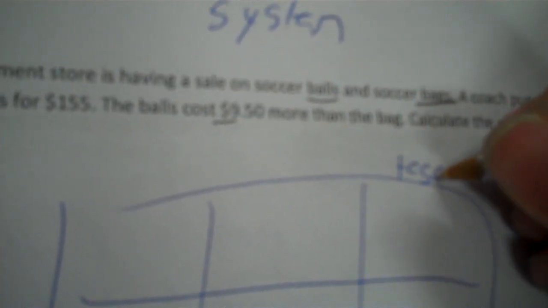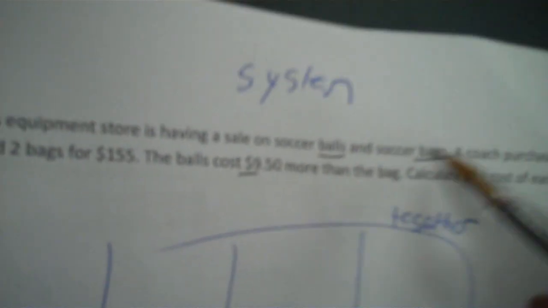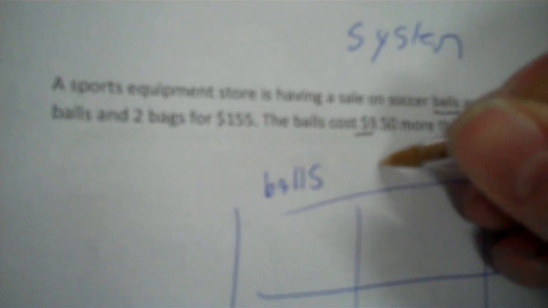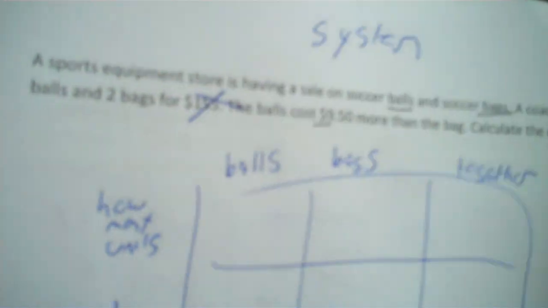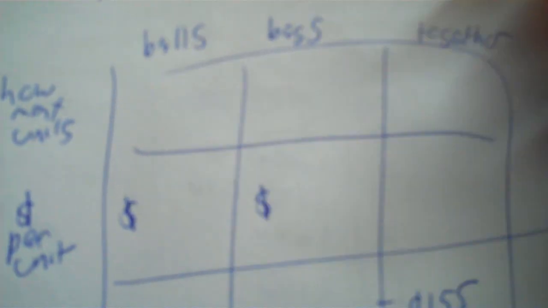So you have together. And what are you buying together? The balls and the bags. Probably better not to put B and B so you don't get them mixed up. Now, how many units, cost per unit, and total? So money total, money per unit. Okay, so you have $155 for your total amount together. How many units? The top's for how many units. So we know we bought 10 balls and 2 bags. You add those together, it's 12.